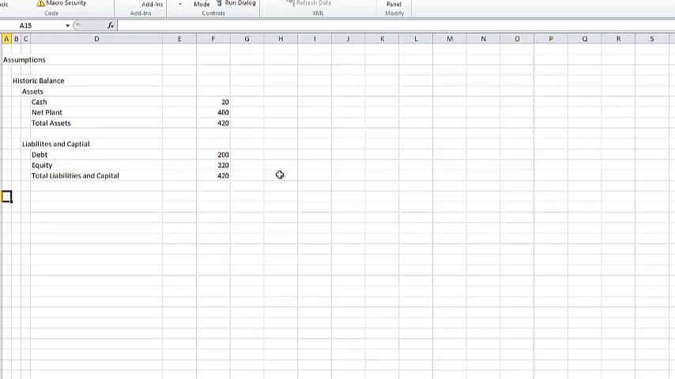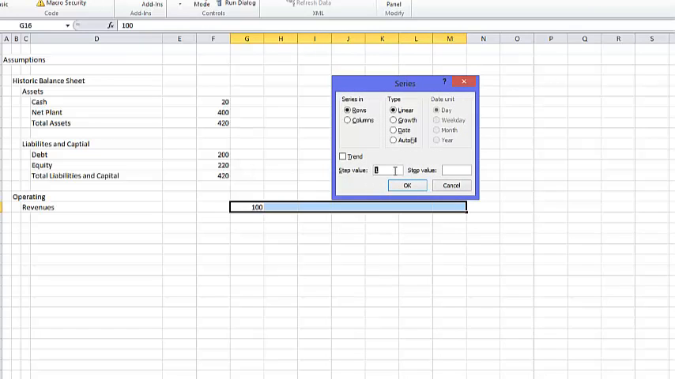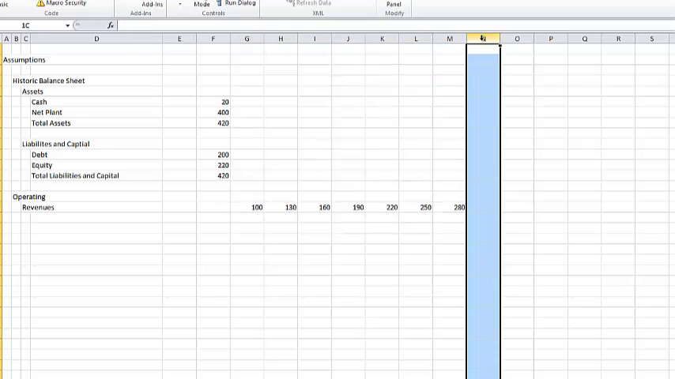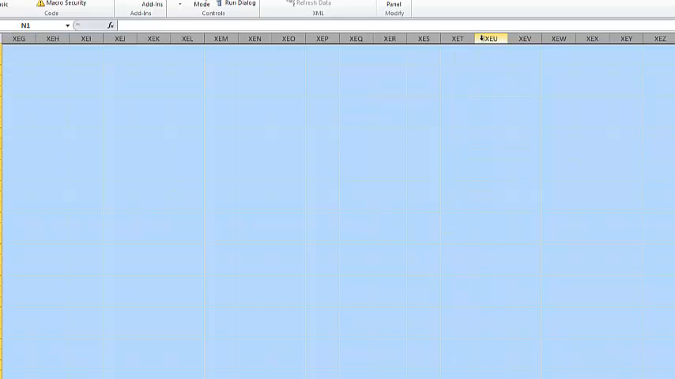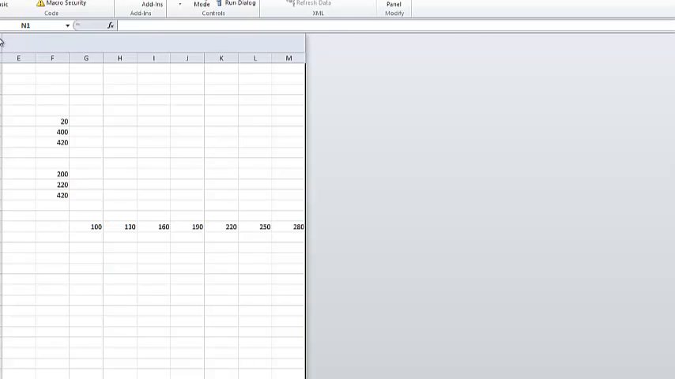And now let's put some other operating assumptions. I might have to fix some of this. Okay, and let's put some revenues. How about we make revenues go from 100, and how does this work? Alt EIS, let's make it go up by 30 each year. Alt EIS, that's how you do that. Click on the last one, shift control right arrow, shift alt right arrow, number 1.